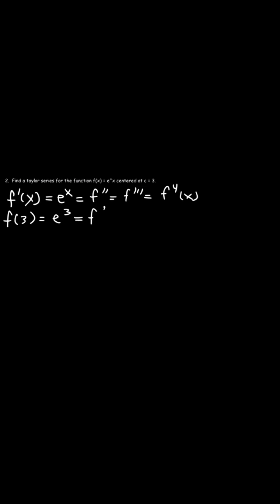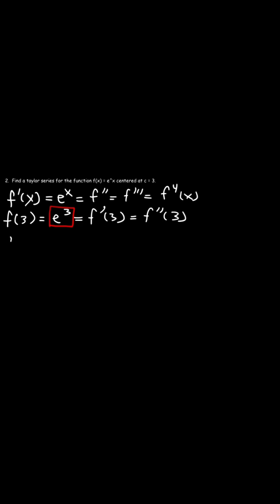Just like before, let's make a list of the function and its derivatives. So we have the function e to the x. The first derivative is going to be e to the x, as well as the second, the third, and the fourth. So all of the derivatives will be e to the x. Now, f of c, which is basically f of 3, that's e to the 3. And the same for f prime of 3, f double prime of 3, and all of the derivatives, they will all be equal to e to the third power.